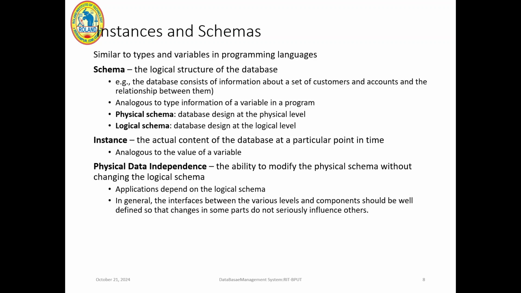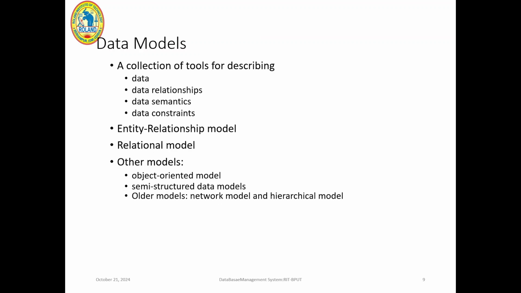Then we have data independence. We have different types of data independence. First one, the physical data independence. The ability to modify the physical schema without changing the logical schema. This we call the physical data independence. Then the application depends on the logical schema, as you know. And in general, the interfaces between the various levels and components should be well defined so that changes in some part don't seriously influence the other. Okay, so this is about the physical.